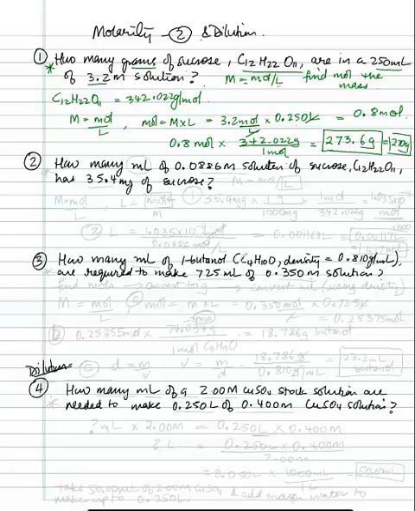Next problem: how many milliliters of 0.0886 molar solution of sucrose has 35.4 milligrams of sucrose in it? Now the question is actually about milliliters, and I chose sucrose again, so I won't have to worry about calculating the mass of sucrose, but we have it over here.